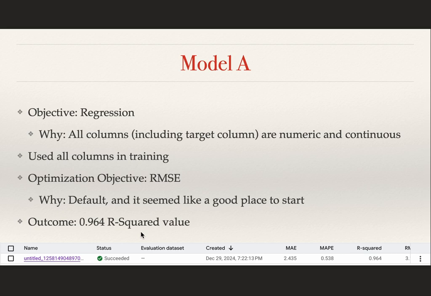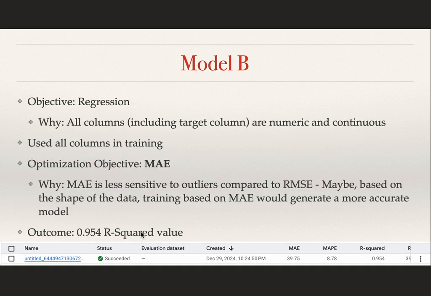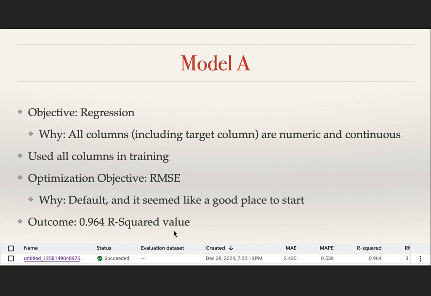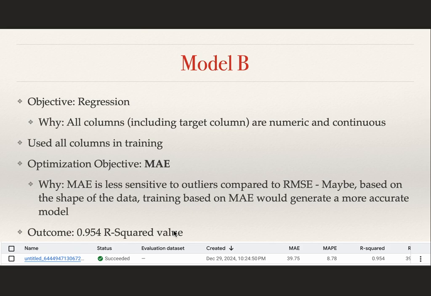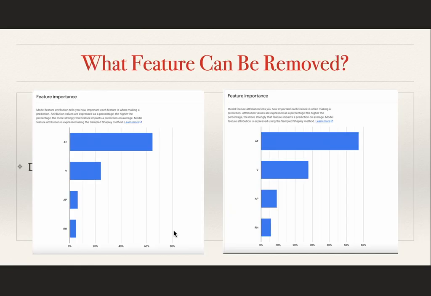And so for model B, in terms of how we could change that, I thought maybe we could change the optimization objective. Again, I wasn't really sure what the shape of the data was, but I figured maybe if we are less sensitive to outliers, maybe that could generate a stronger model. So I kept everything else the same, but ran it with this optimization objective, and that resulted in an R² value of 0.954. So again, still strong, but lower than the first one. So it is a slightly worse model in terms of predicting that energy output.